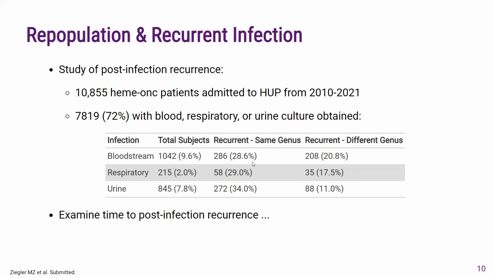What the recurrence rates were of the same genus or a different genus of infection, and found pretty sizable recurrence rates of infection within 180 days. 286 recurrent bloodstream infections with the same genus, and 208 with a different genus. And we were interested in particular about the timing of these recurrent post-treatment infections.